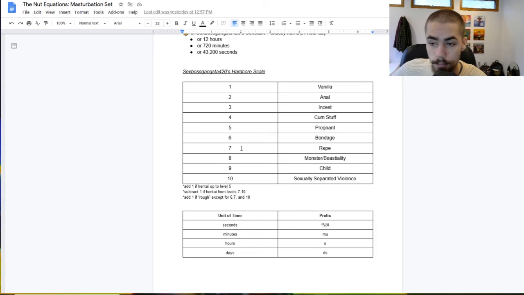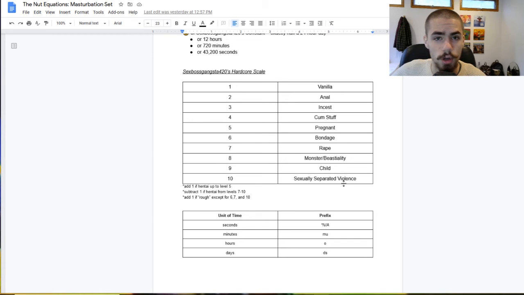7 is rape. Not real rape, fantasized rape, but in the sense that it's fantasized in a sort of dramatic, dark sense. Number 8 is monster/bestiality. Fairly self-explanatory. Number 9 is child. And number 10 is sexually separated violence.